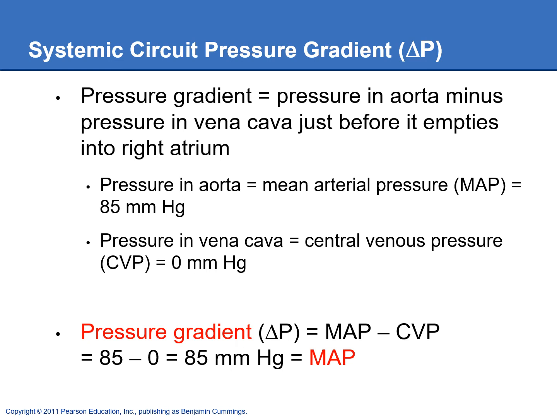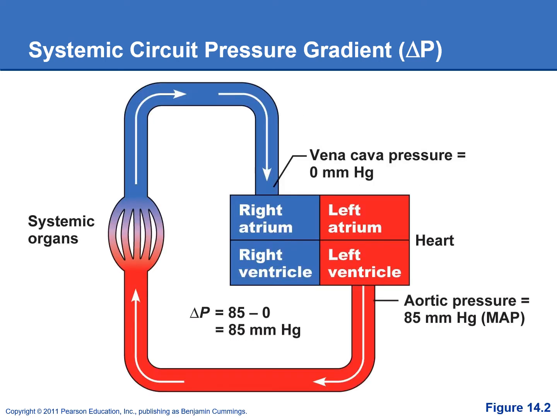Okay, let's take a look at the pressure gradient in the systemic circuit. So let's take a look at a picture here. The pressure gradient we're looking at in the systemic circuit: the highest pressure is in the aorta, which is right next to the left ventricle, which generates the pressure initially. And then the lowest pressure will be in the vena cava right before it goes into the right atrium. So the pressure in the aorta, we're just going to take the mean arterial pressure because remember it's going to fluctuate between the systolic and diastolic pressure.